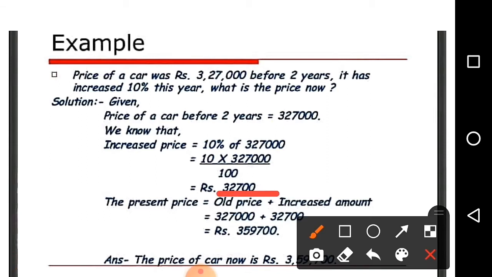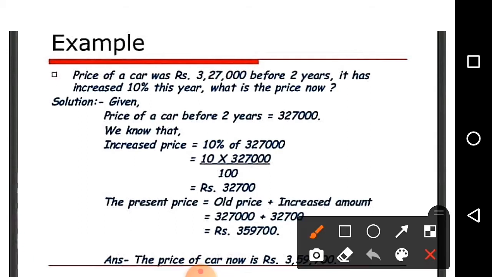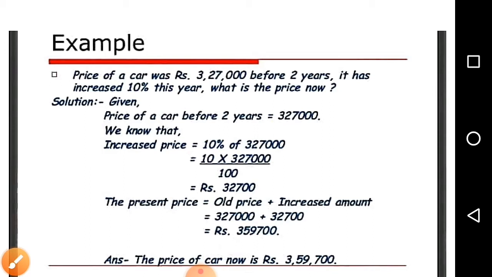This much price has increased, right? So this we have to add to the price which is given in the question. So the present price will be old price plus increased amount. The old price is given in the question, so 3,27,000 plus 32,700. So we have to add up, and this will be our answer. So the price of the car now is 3,59,700. This is the new price for now. So this way you can find out percentage increase.